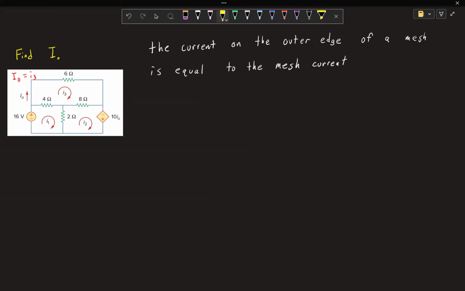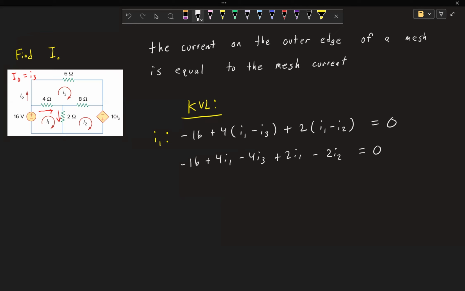Okay, and now we just solve the problem exactly like the previous one. So we start with our KVL and do it for each mesh. So for mesh 1, we have minus 16 plus 4 times, now our I1 is going that way, so we've got I1 minus I3 plus 2, and then our I1 is still going that way, so 2 times I1 minus I2, all equal to 0. And then we can just simplify that equation and combine all our like terms. And then the final equation will be 6I1 minus 2I2 minus 4I3 equals 16.